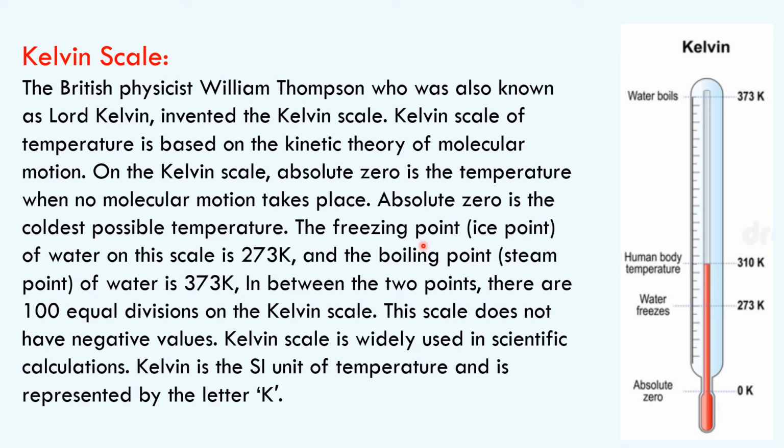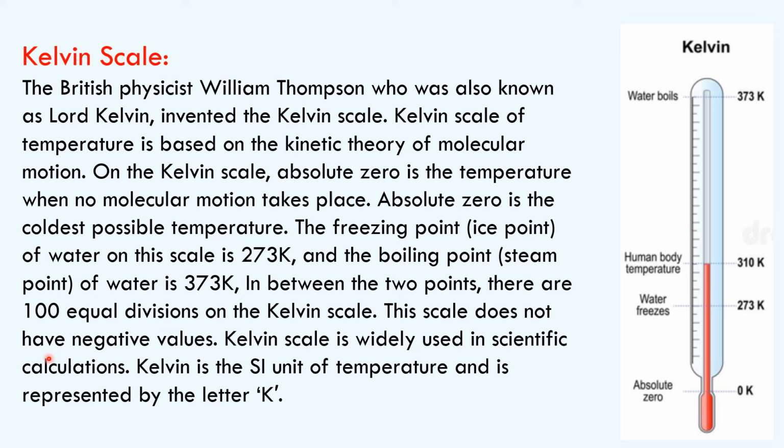On this scale, the freezing point, or ice point, of water is 273 Kelvin, and the boiling point, or steam point, of water is 373 Kelvin. In between the two points there are 100 equal divisions on the Kelvin scale. Between the freezing point of water and the boiling point of water you have 100 equal divisions.